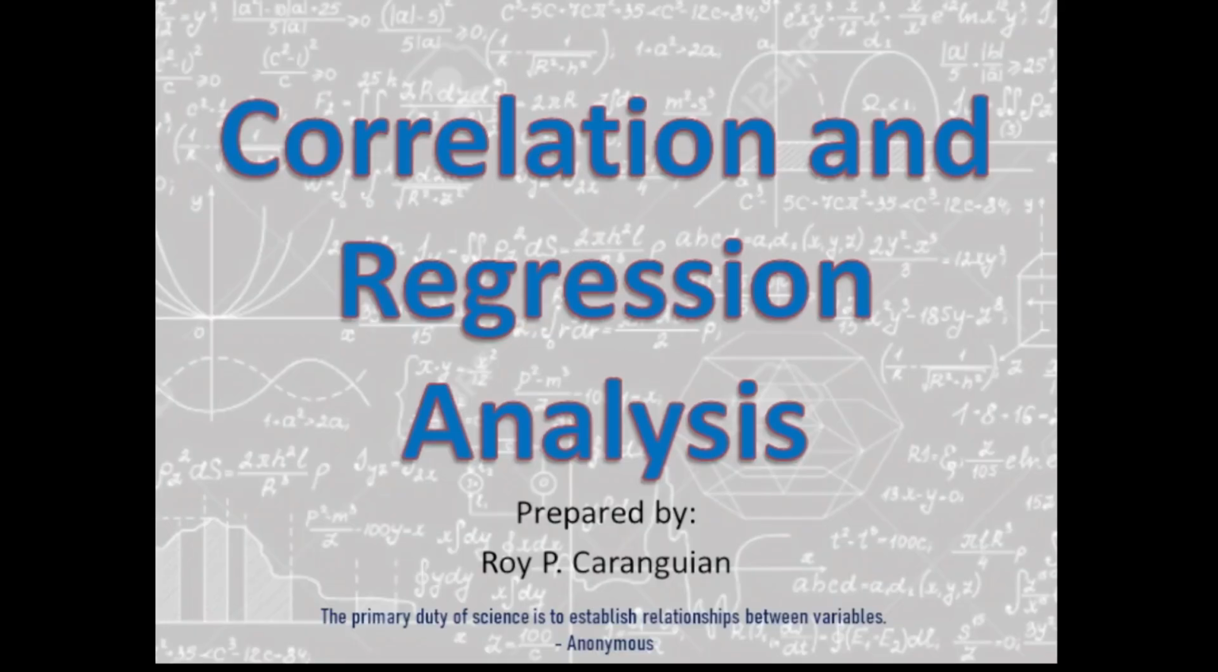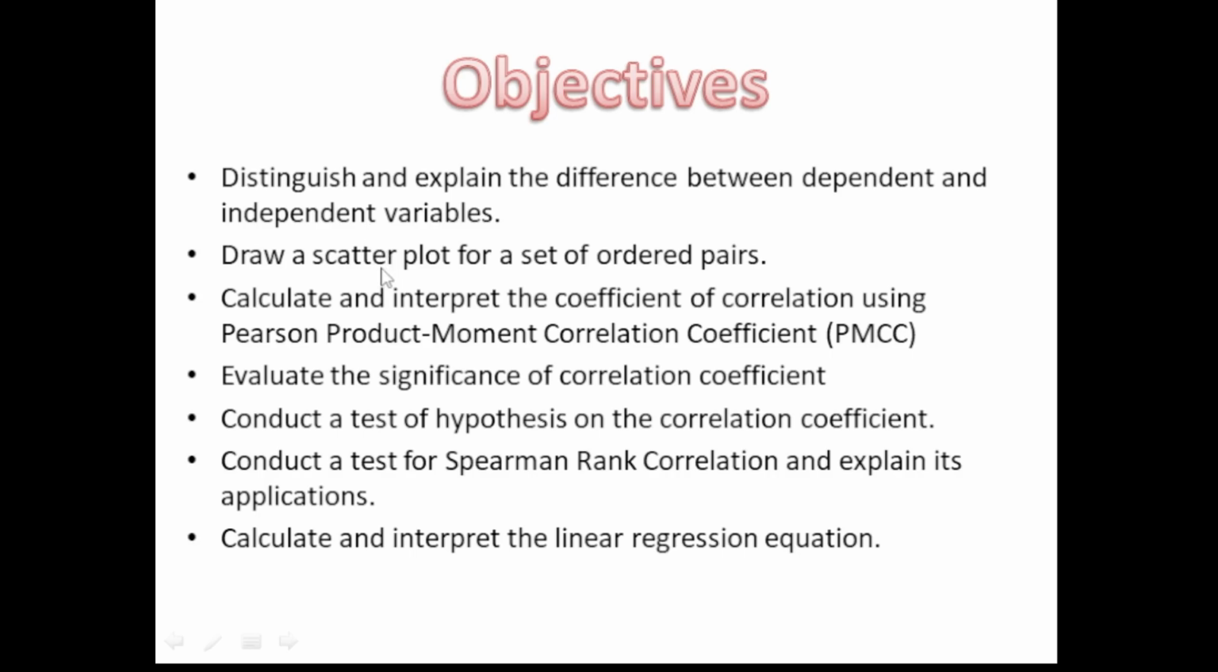Okay, today we're going to talk about correlation and regression analysis. Objectives: distinguish and explain the difference between the dependent and independent variables. Draw a scatter plot for a set of ordered pairs. Calculate and interpret the coefficient of correlation using the Pearson product moment correlation coefficient, or PMCC. Evaluate the significance of the correlation coefficient.